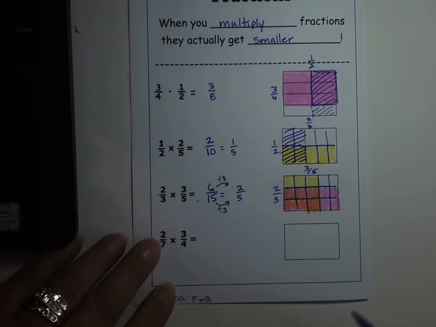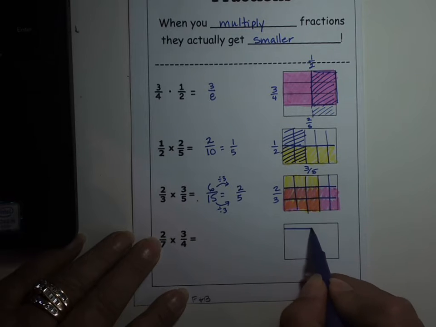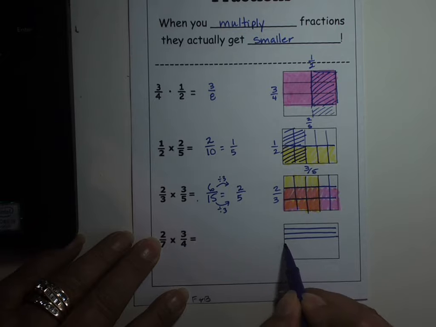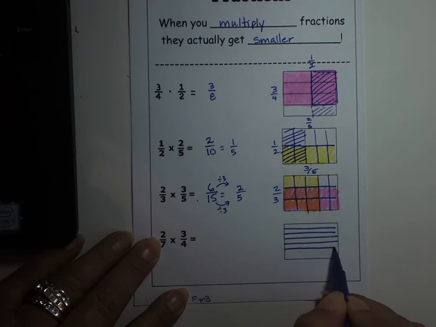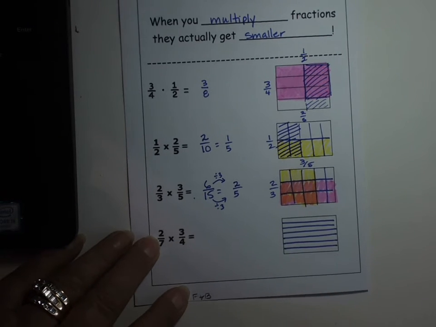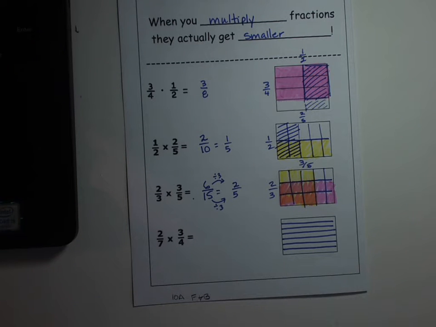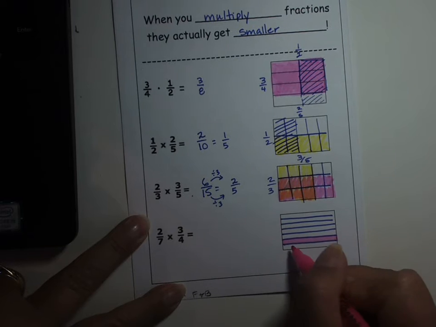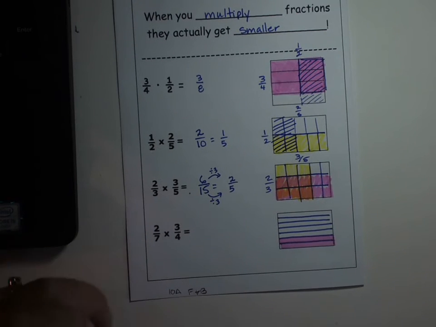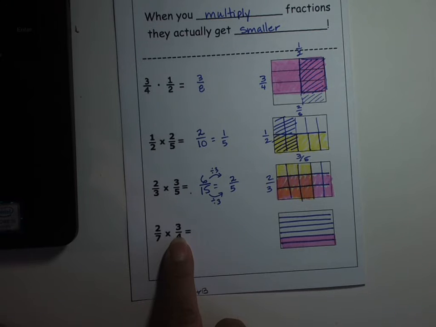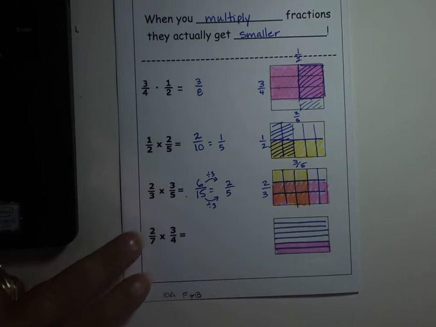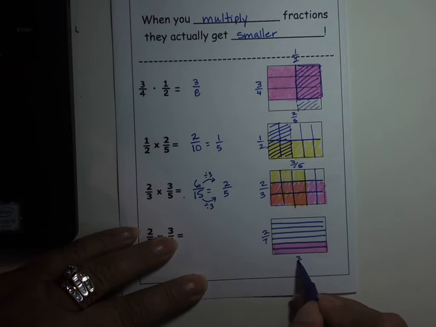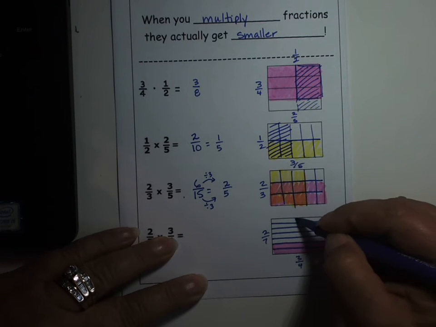All right, oh goodness, 3/7. Let's see how good I can do. 1, 2, 3, 4, 5. Ooh, I nailed it. That is 7 parts, and I have 2 of those 7 parts going side to side. Now I'm going to multiply it by 3/4. So 3/4, whoops, there's 2/7. And I'm going to do 3/4 up and down. That's a whole lot easier.